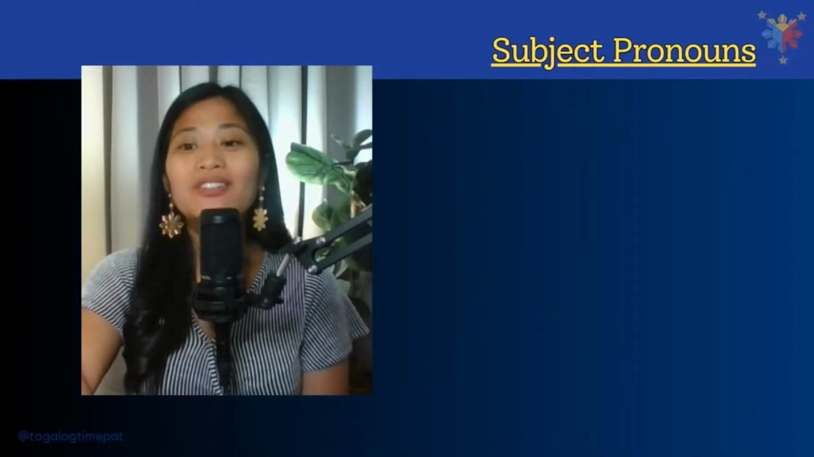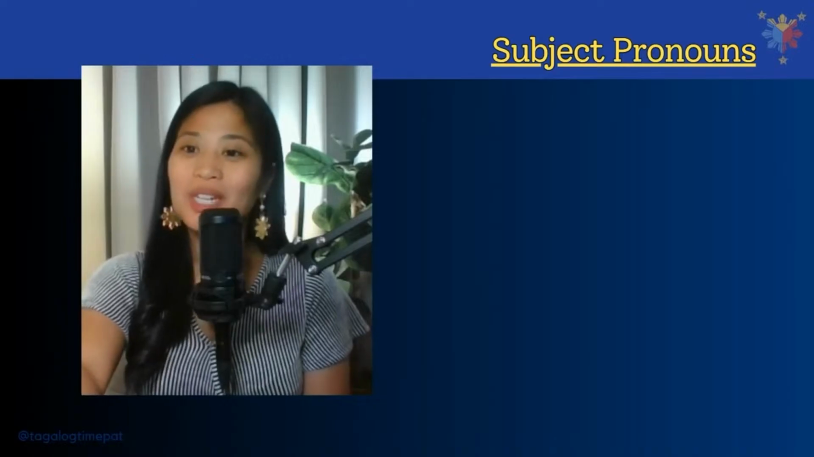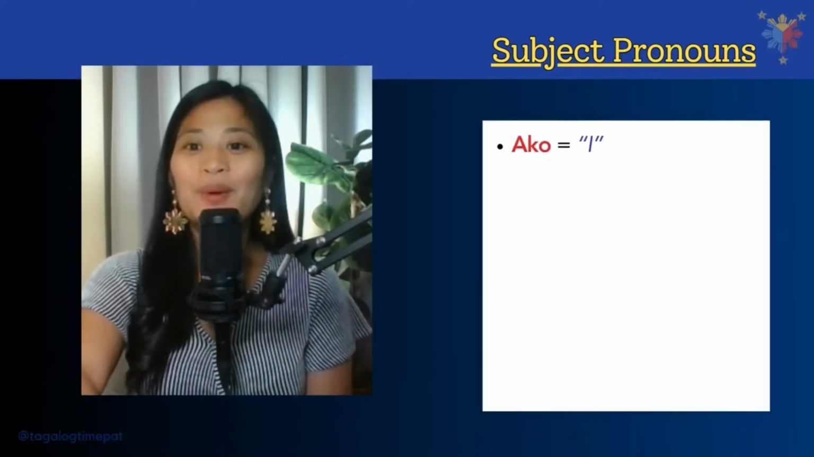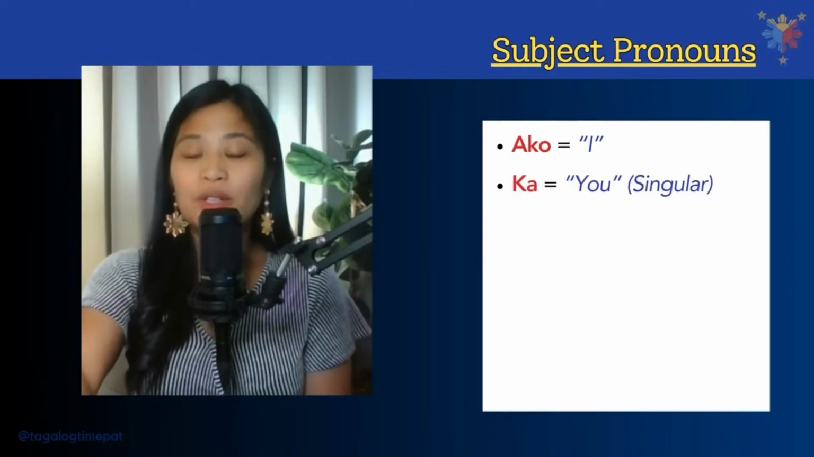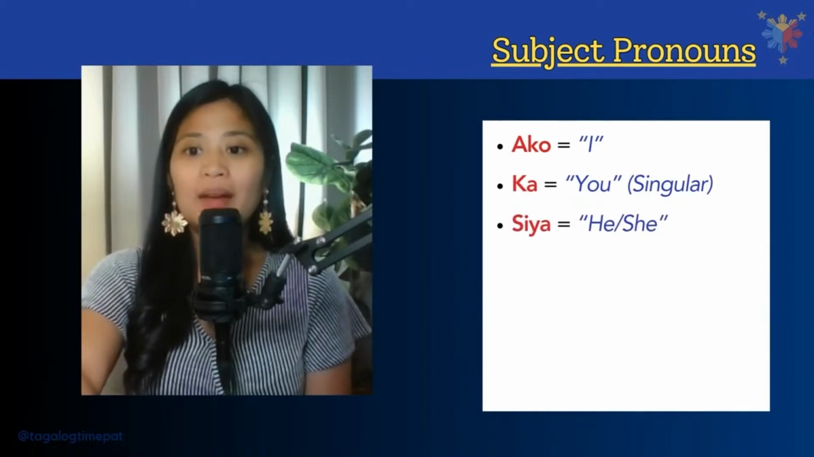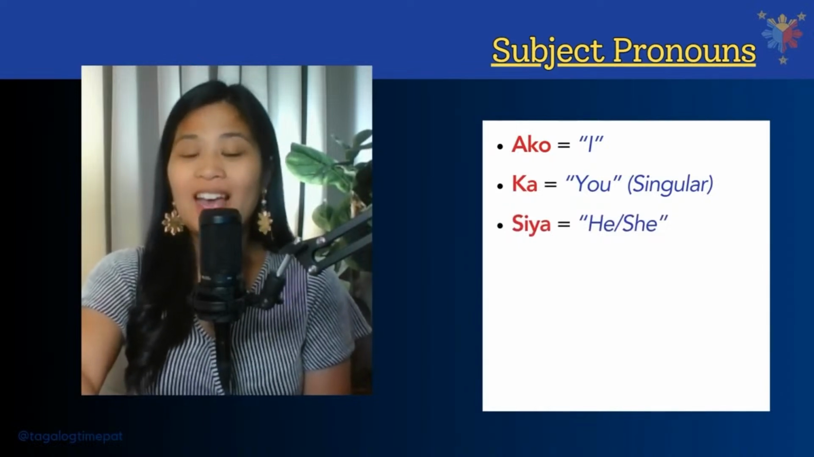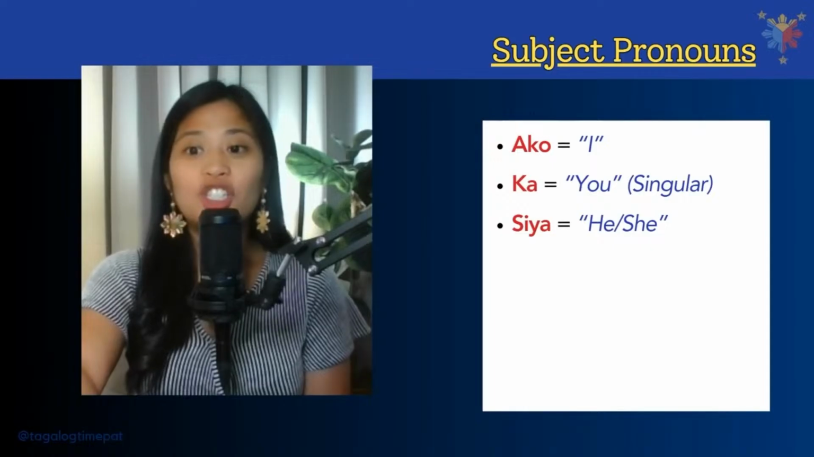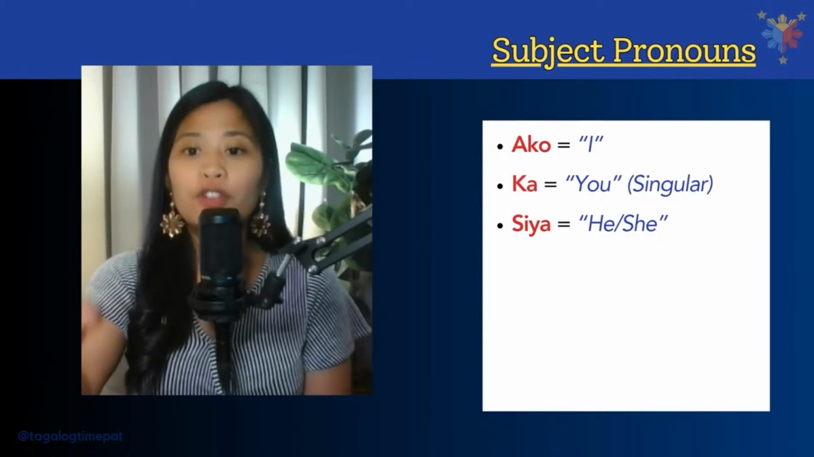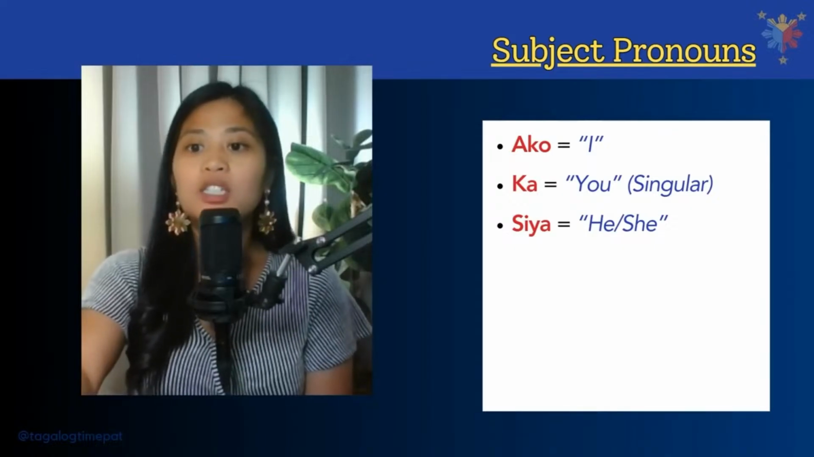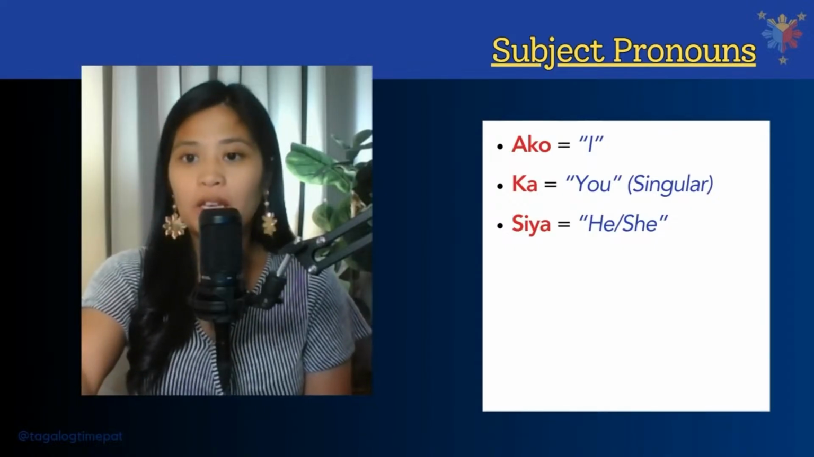Alrighty, so speaking of subjects, let's learn some subject pronouns. Ako means I. Ka means you singular, so it's just you by yourself, one person. Siya means he or she. And I want to point out that siya is gender neutral. That means you have to listen for the context of the sentence to determine who that person is talking about.